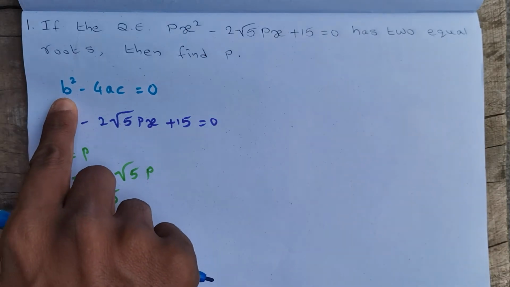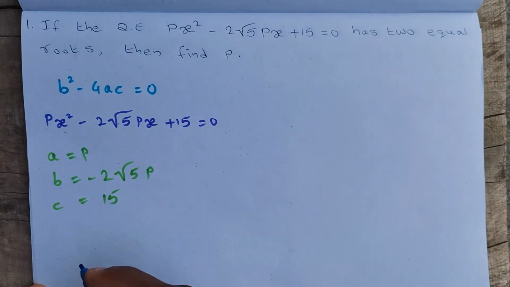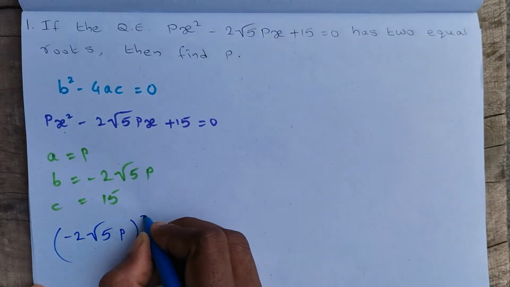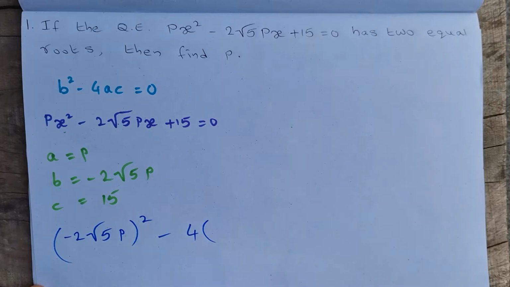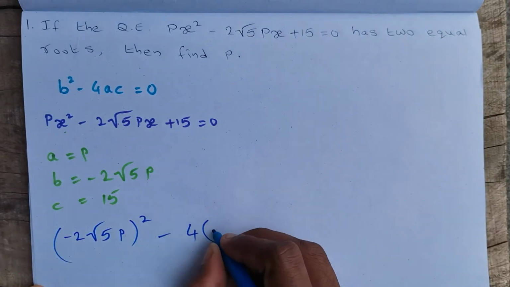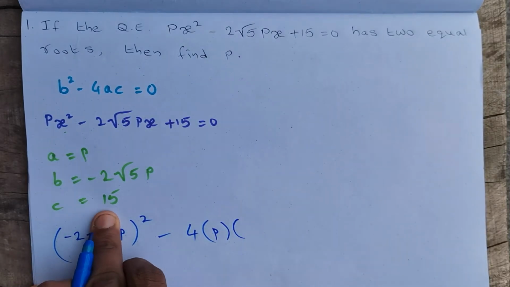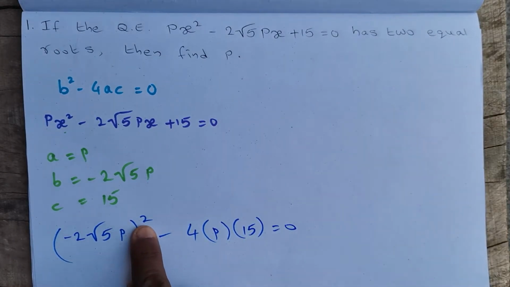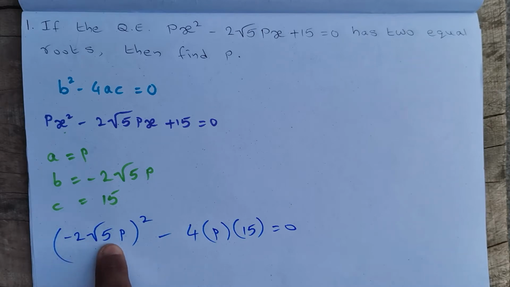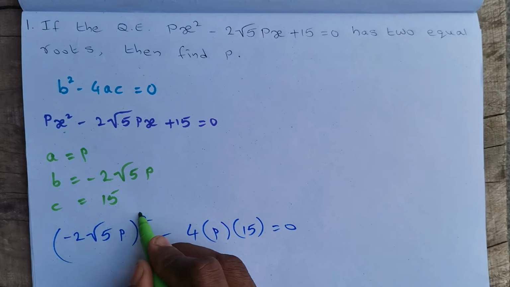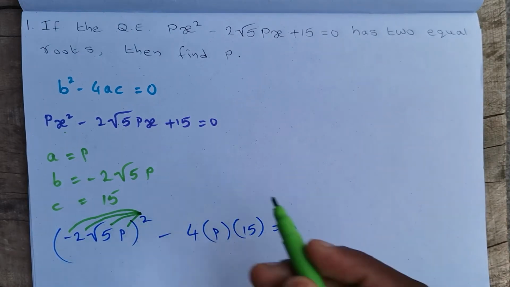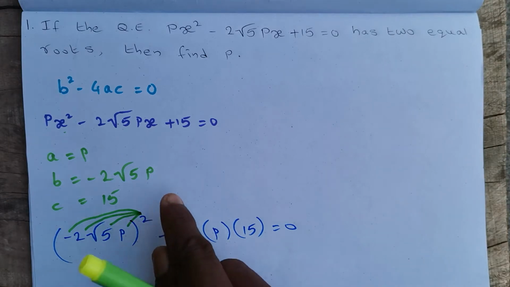In the place of b, minus 2 root 5p, minus 2 root 5p whole square minus 4 into, in the place of a, p, into, in the place of c, 15, which is equals to 0. This square is for each and every number and alphabet which is there inside of the bracket. So this 2 is for minus, this 2 is for 2, this 2 is for root 5, this 2 is for p also, because it is whole square.